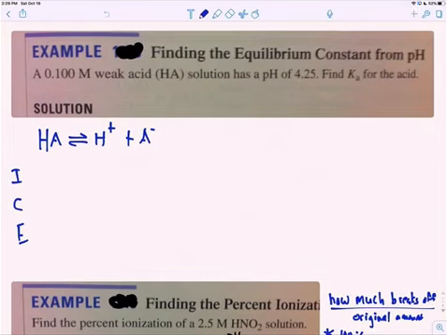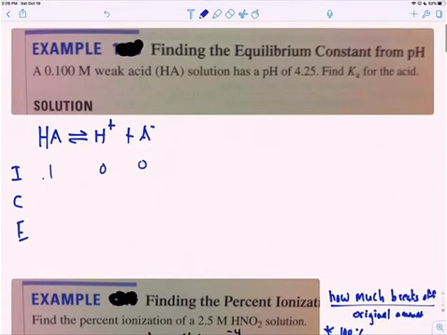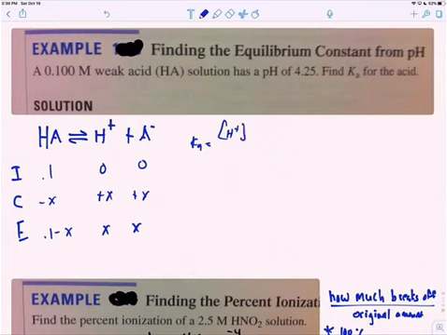I know I've tried to get you to think this way quite a bit with an ICE chart. So if it's 0.1 molar and this is 0, 0, we shift right. So minus x, plus x, plus x. You have 0.1 minus x, x, and x. Then the Ka is going to be hydrogen ion times anion, you have to multiply it, all over acid, which is x squared over 0.1 minus x.